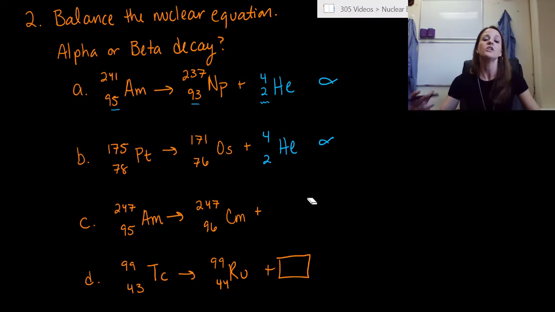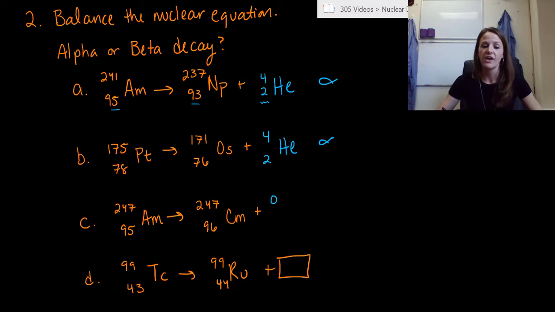Alright, let's move to C. So now for C, it's a little bit different. We see we have 247 on the reactant side, 247 on the product side. The only thing we could possibly put here is 0 for our mass number. So again, if we're looking at alpha or beta, right away you should know what this is. But let's just check and make sure.